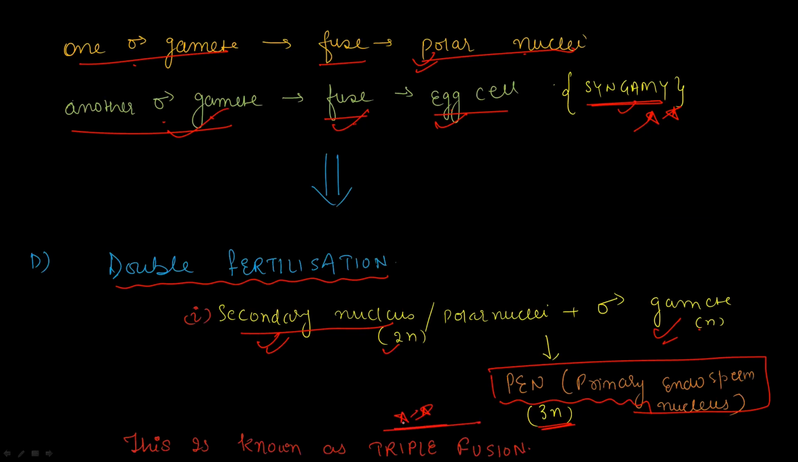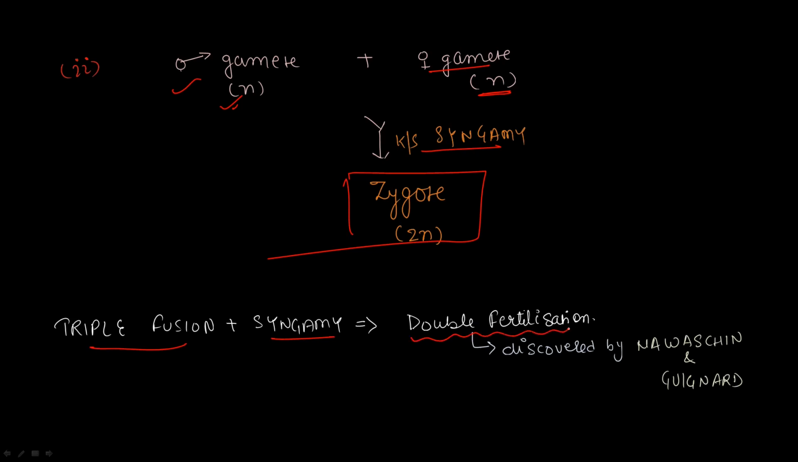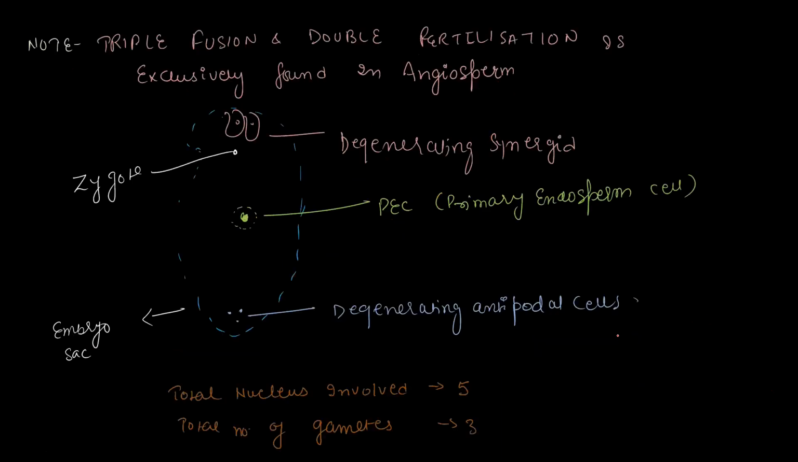This is known as triple fusion. Please remember this, extremely important. Triple fusion is when your two polar nuclei and one male gamete fuse together. And what is syngamy? When one male gamete is fused with the egg cell. Male gamete is haploid, female gamete is haploid, and when they fuse, this is known as syngamy, and it leads to the formation of the zygote. Triple fusion and syngamy are collectively known as double fertilization, which was discovered by Nawaschin and Guignard.